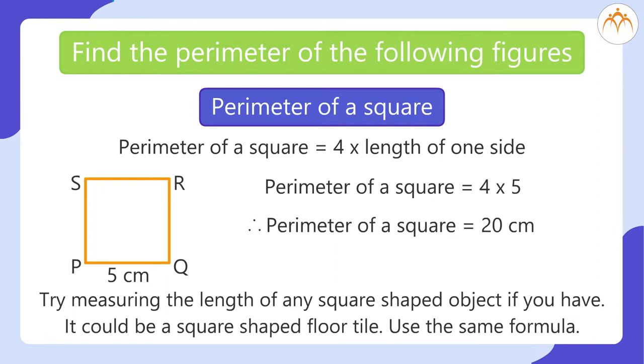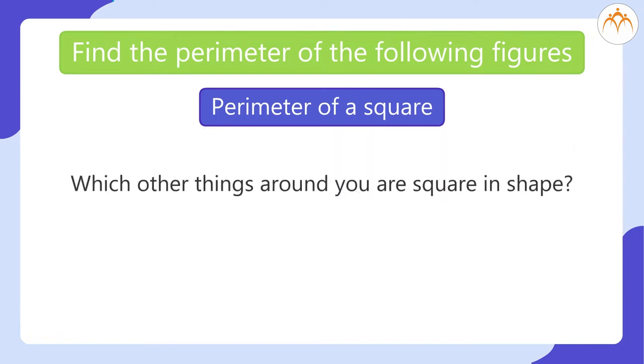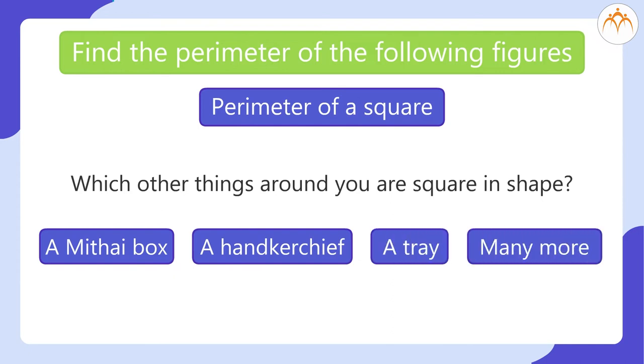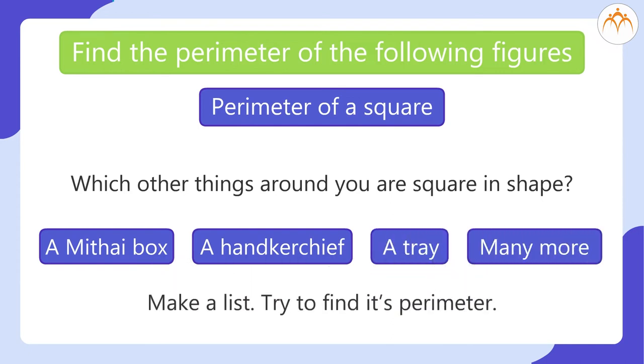Now try measuring the length of any square shaped object if you have. It could be a square shaped floor tile or anything. Use the same formula. Which other things around you are square in shape? It could be a mithai box, a handkerchief, a tray and many more. Make a list and try to find its perimeter.